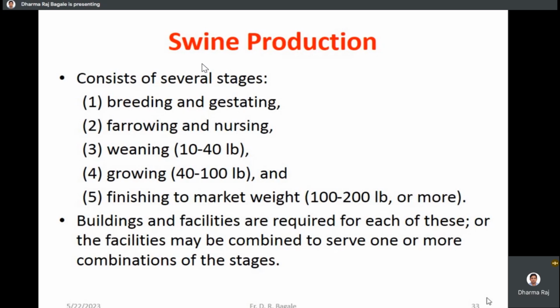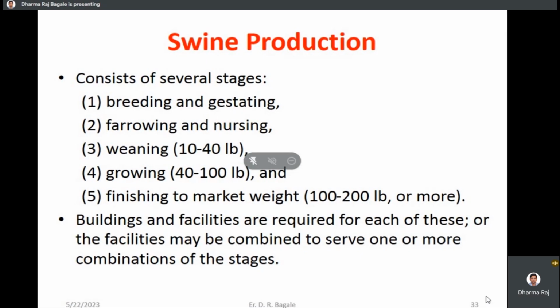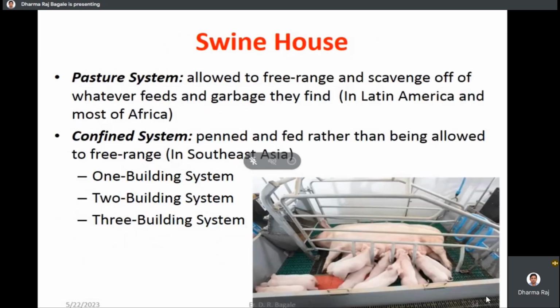Breeding and feeding facilities are required for each of these stages. The facilities may be combined to solve one or more combinations of the stages. It means we can build separate buildings or separate compartments for the pigs or swine to do all these activities separately, or a single building may serve a combination of these operations. So mainly we talk about swine housing.